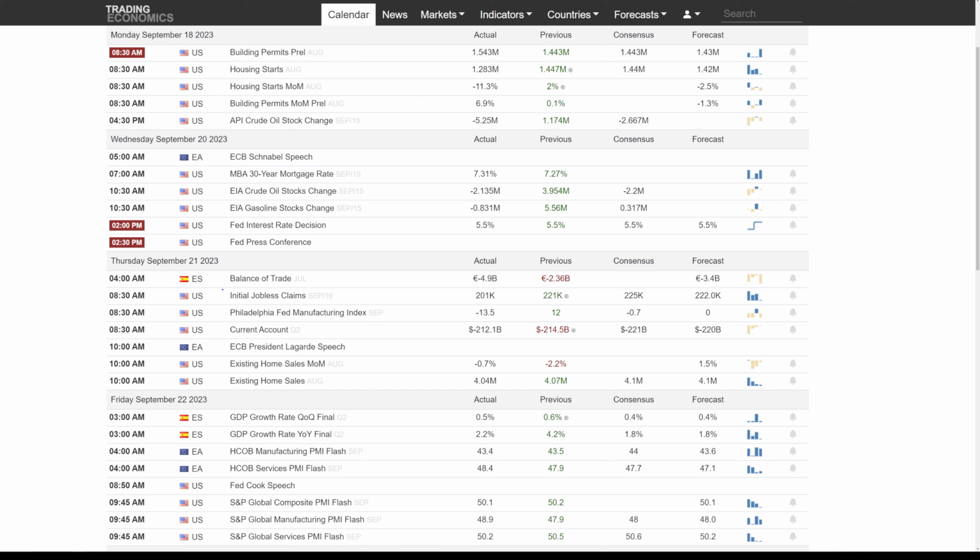Also, on Thursday, we got important data regarding the labor market. Initial jobless claims came in lower than the previous one, and this is bad news. Bad news because it shows that the labor market is still really strong, really tight, and the Fed wants unemployment and jobless claims to keep going higher. This is going in the wrong direction for the Fed, but at least it's showing that the economy is strong.